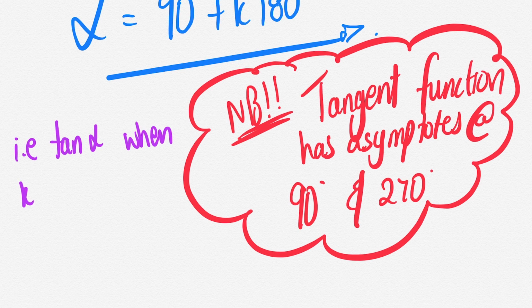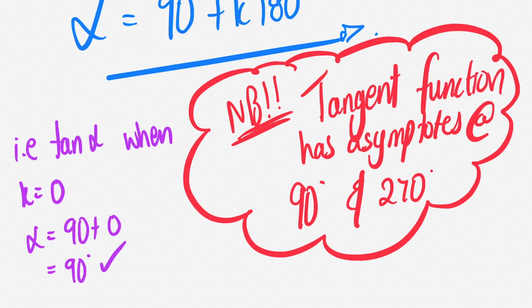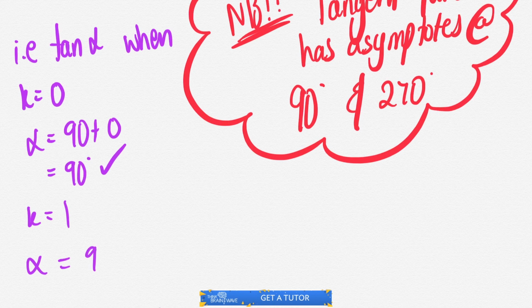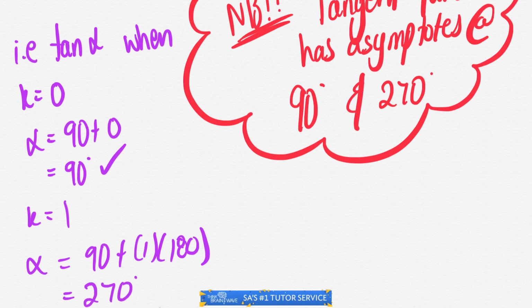So, for an example, tan alpha, when k is equal to 0, we'll say alpha is equal to 90. When k is equal to 1, however, like we just mentioned, I just thought I'd write this one down for you. You've got 90 plus 1 times 180. If you sum those together, you get 270 degrees. And that meets our statement above. Easy game.